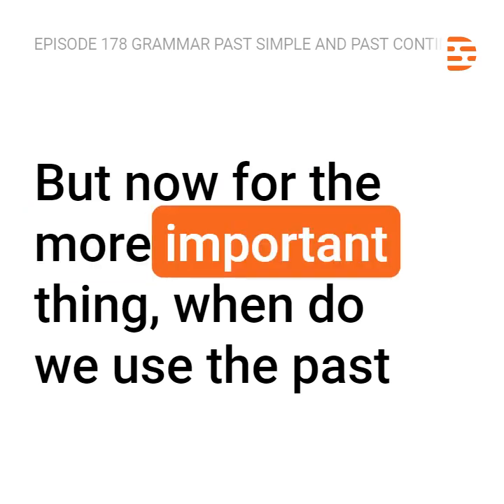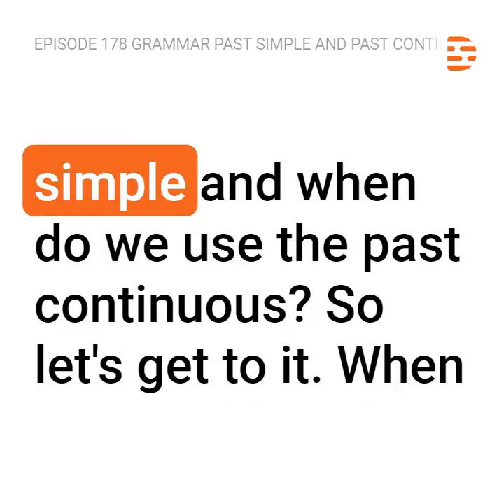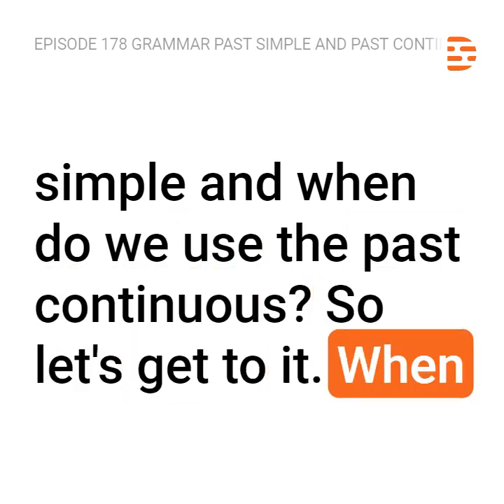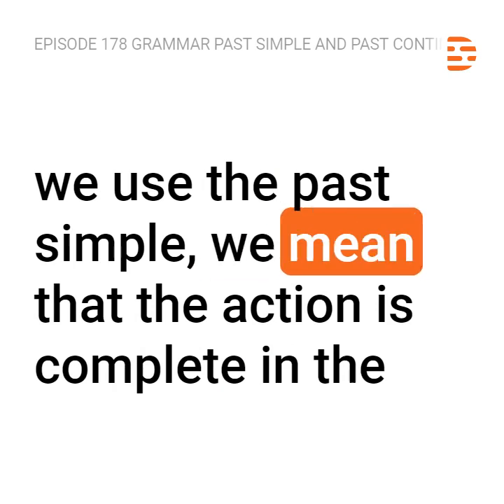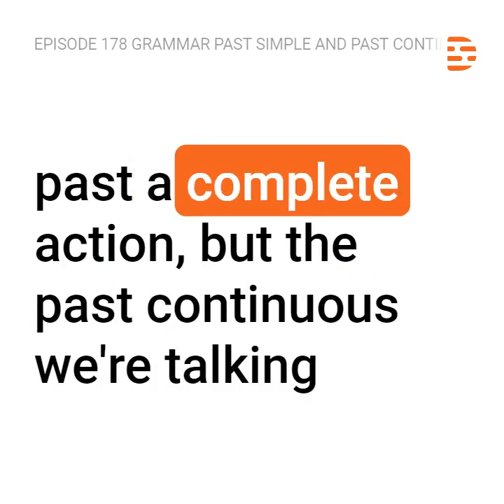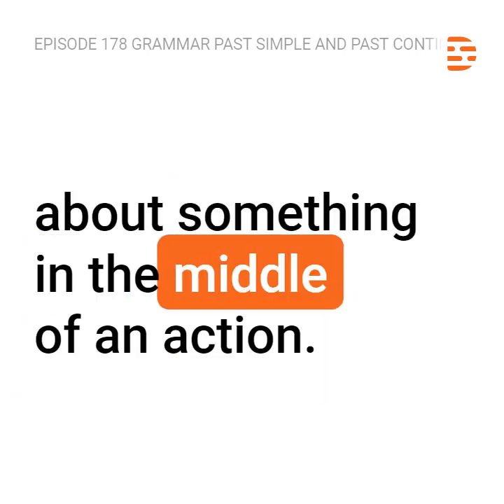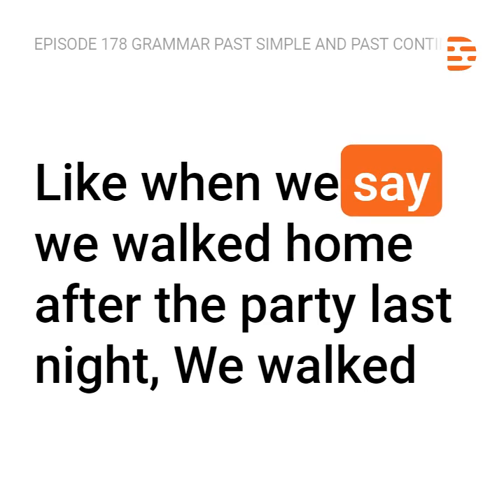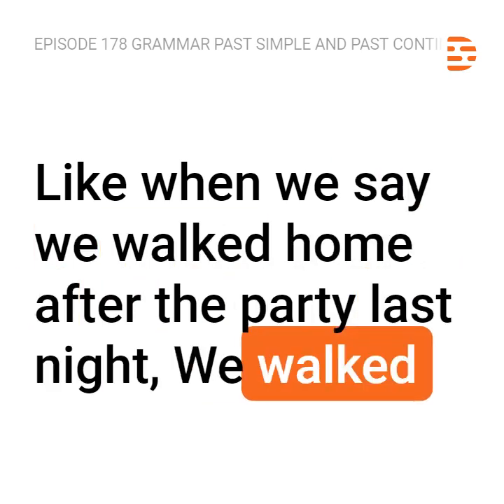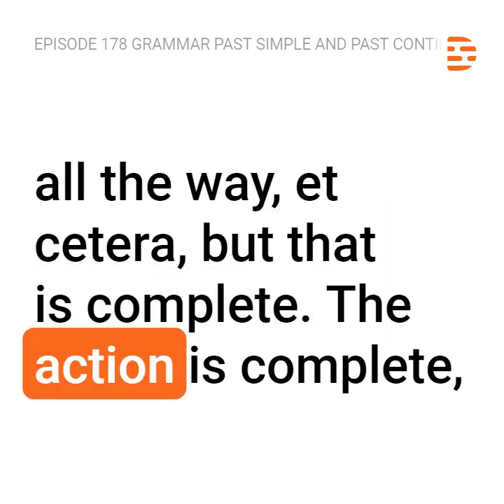But now for the more important thing, when do we use the past simple and when do we use the past continuous? So let's get to it. Now, when we use the past simple, we mean that the action is complete in the past, a complete action. But the past continuous, we're talking about something in the middle of an action. Like when we say, we walked home after the party last night. We walked all the way, etc., but that is complete. The action is complete.